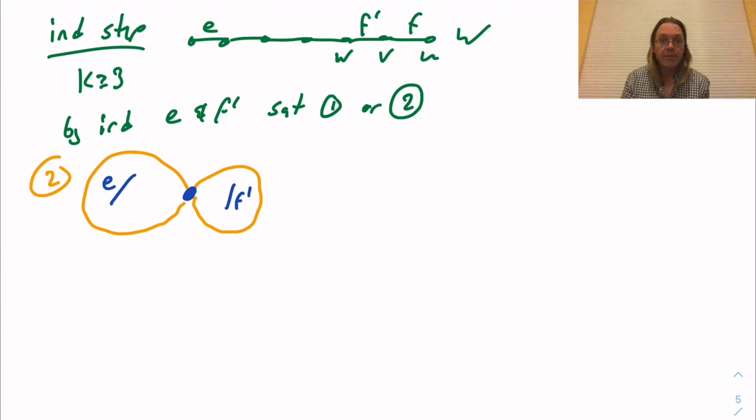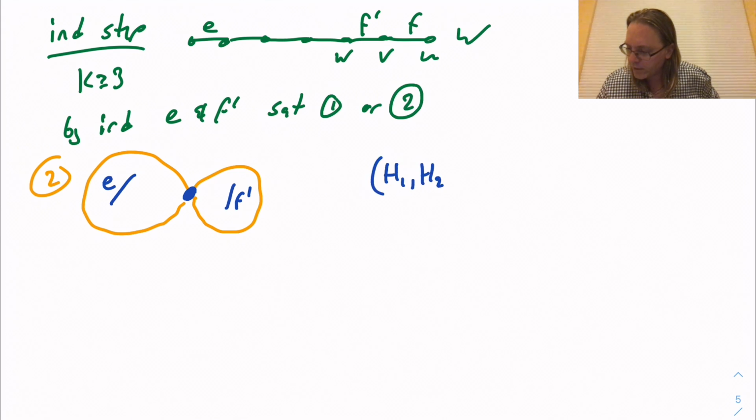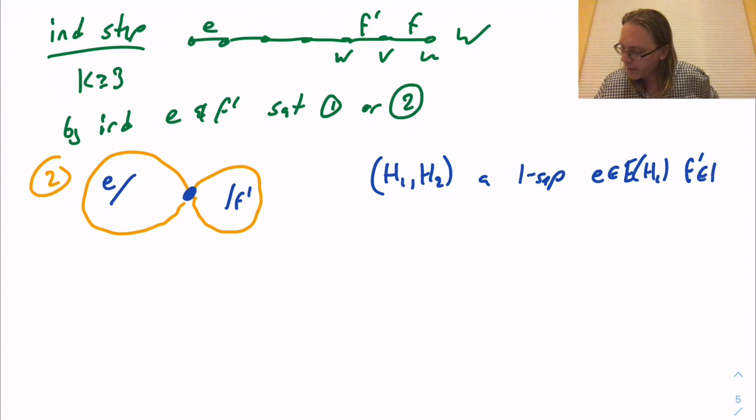Again, the writing here is in the notes. I'm going to try and say the right words and focus on the picture a little bit more. But by induction, I'm considering the case here that, in case 2, what I get is I have a 1 separation with E an edge of H1 and F prime an edge of H2.